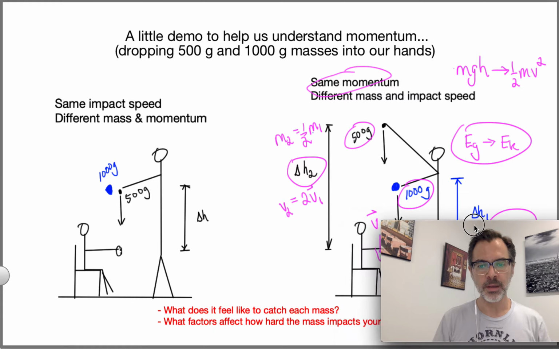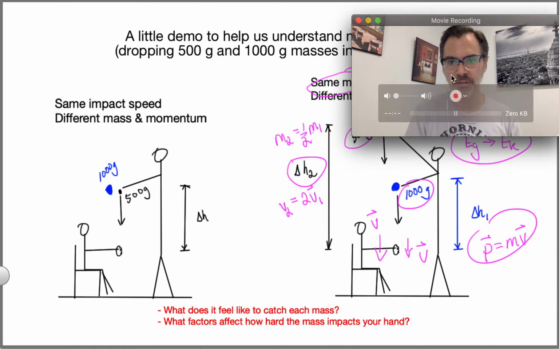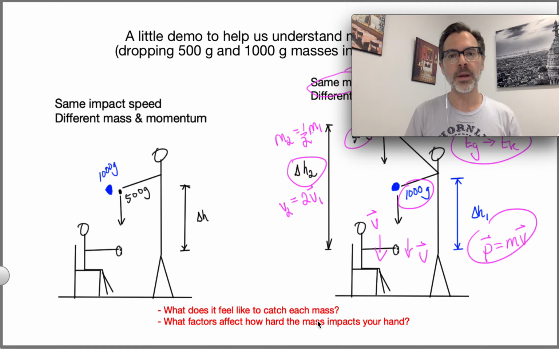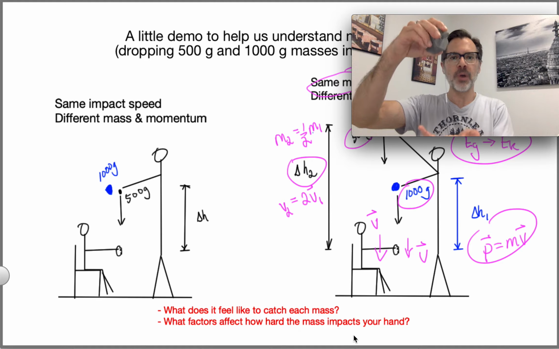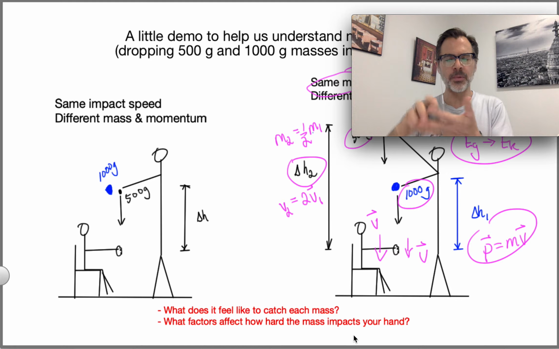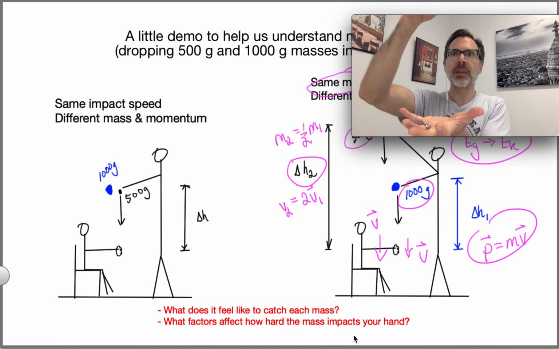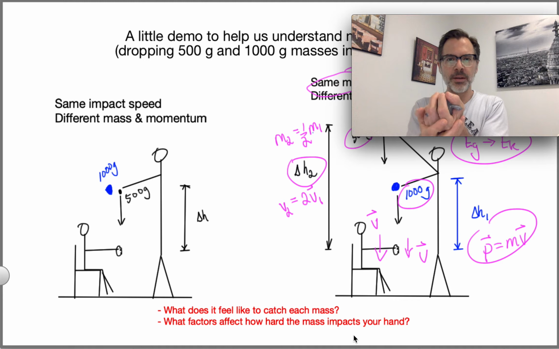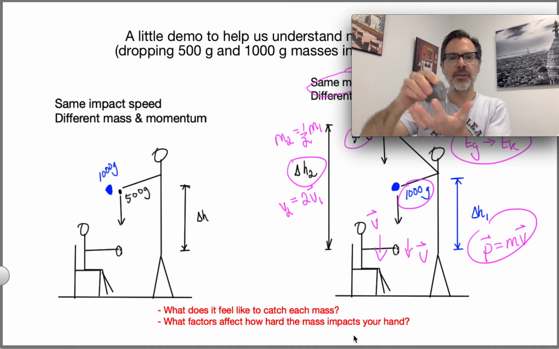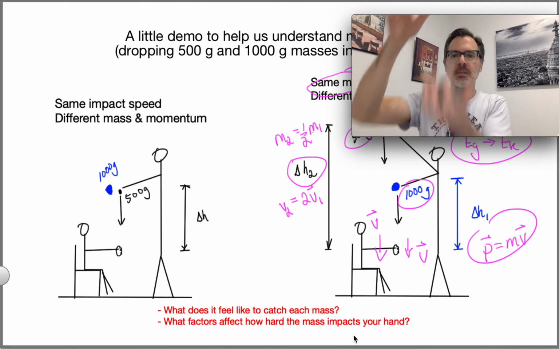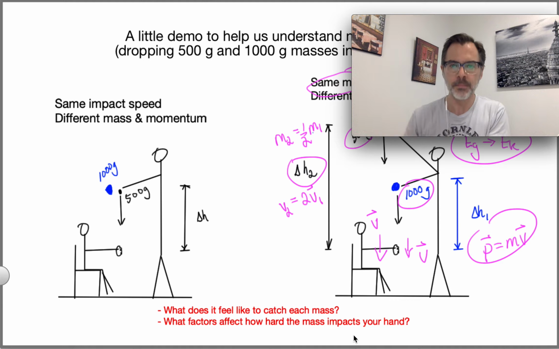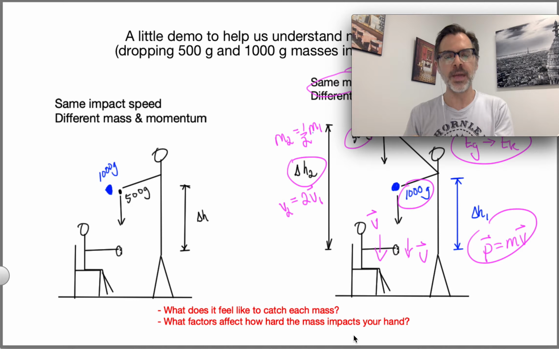I'm going to pull myself up here for a sec to just review one other question that I want you to answer. What factors affect how hard the mass hits your hand? So when I say how hard, I mean if you're dropping something and it's like, ow, that really hurts. If you catch it like this, really without letting your hand move, it kind of hurts. But if you give with it like this, it's a lot easier to catch it. There's less force required. It doesn't hurt as much.